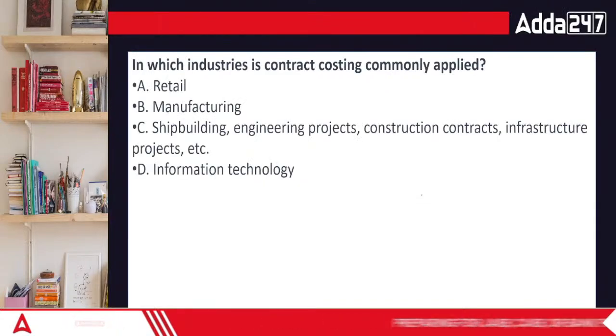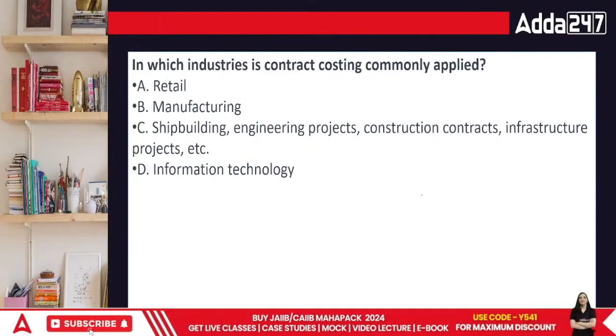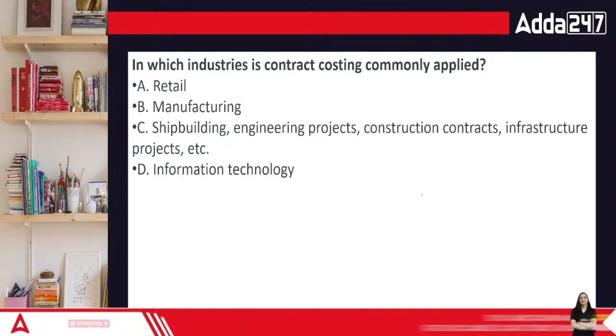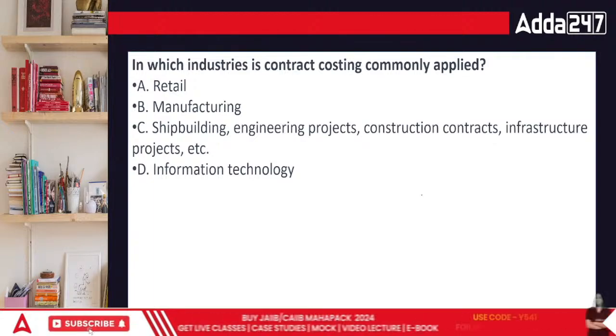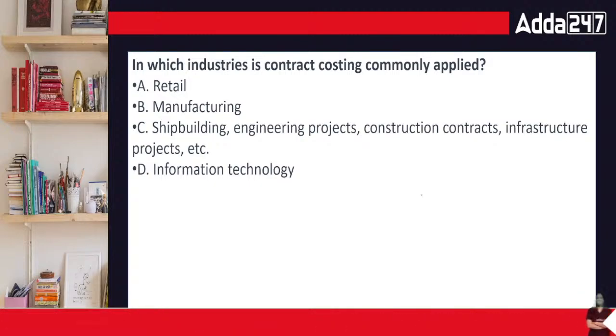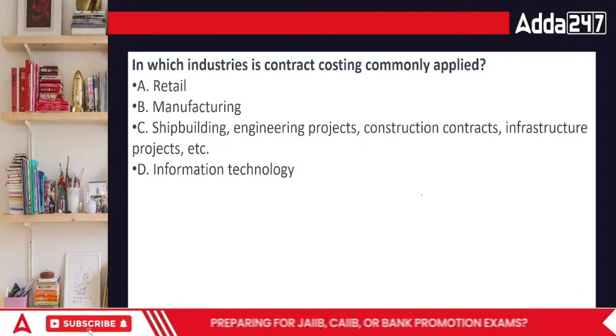Next question. In which industries is contract costing commonly applied? Retail, then manufacturing, shipbuilding, engineering products, construction contracts, and infrastructure projects, etc. Last is information technology.